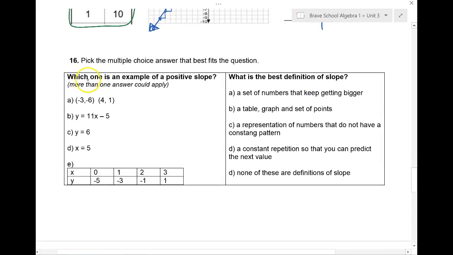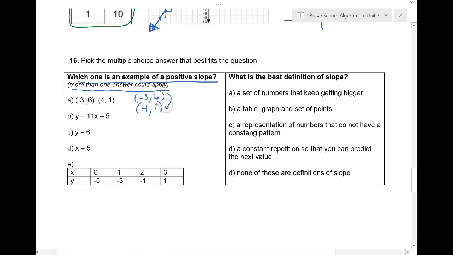Okay, now this one here. Now this number 16, the first part says which one is an example of a positive slope? Positive. So again, more than one answer could apply. So basically we have to go through each of these and figure out which ones have positive slope. Okay, so first we have 2 points. So we're going to have to stack the points up like this, like we did before, and find the slope.